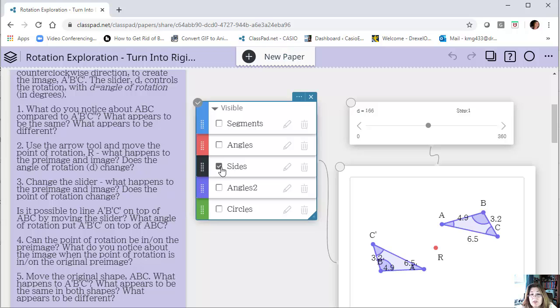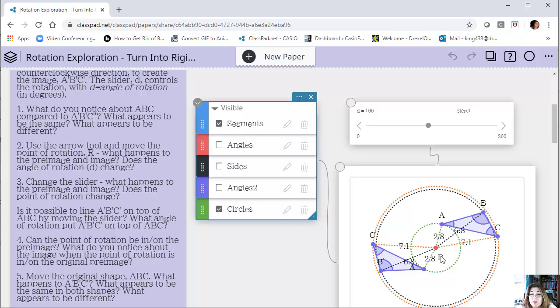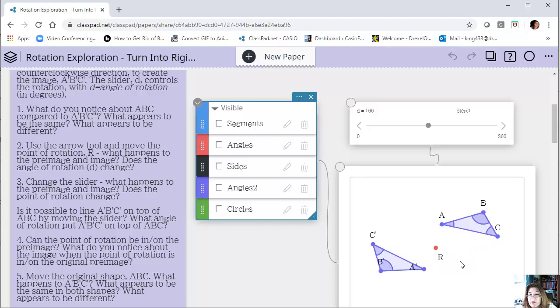So they're going to look at the corresponding sides, corresponding angles, and they're going to look at the circles. Each corresponding point is connected by circles, so that's an interesting thing. How does this circle understanding connect to my angle of rotation? We could add in our segments, and what do we notice about those segments? Well, those happen to be the radii of a circle that joins the corresponding points. Lots of different observations that they're going to be able to make just by hide show, moving things around.